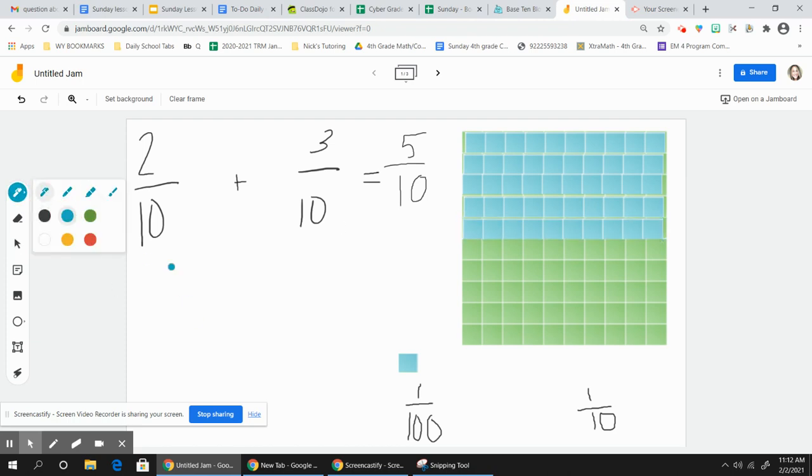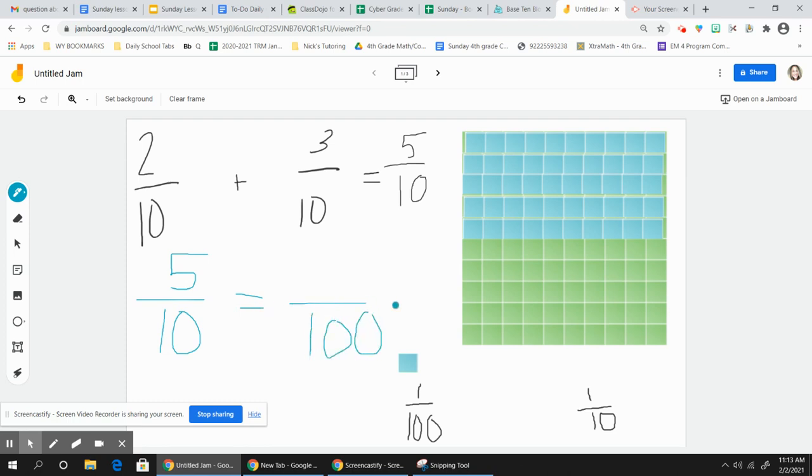So with our answer being 5/10, you might also be thinking, hey, I also see that those 5/10 cover half of the whole. And we know this whole is worth 100. If half of that whole is covered, that means 10, 20, 30, 40, 50 parts out of 100 are shaded in. So this answer could be shown as 5/10 or 50 hundredths. They are the same thing.